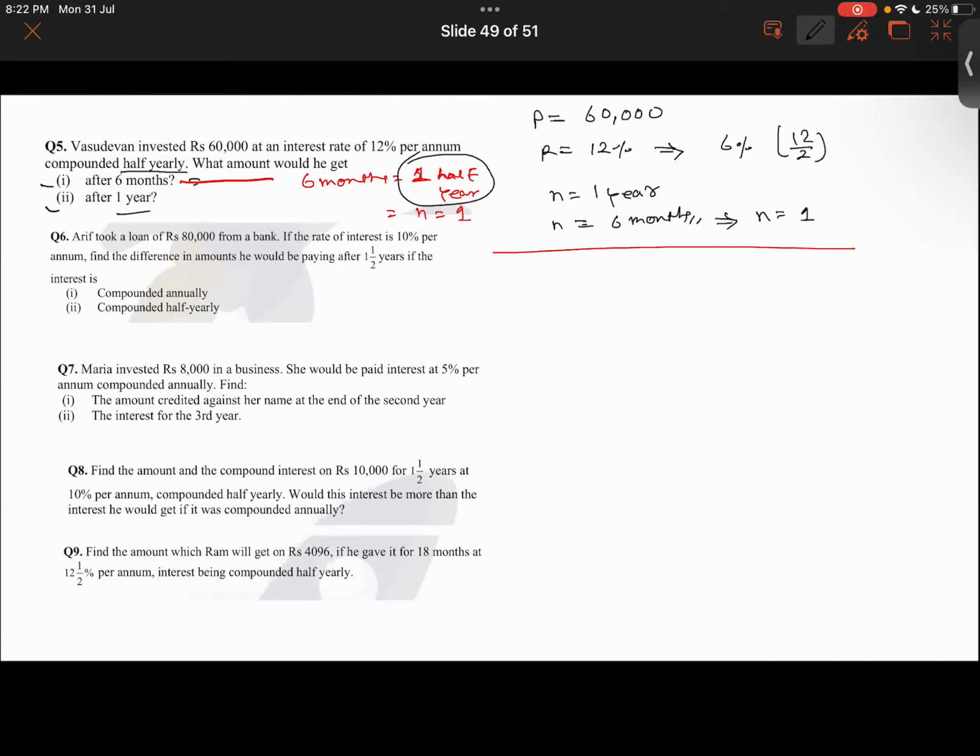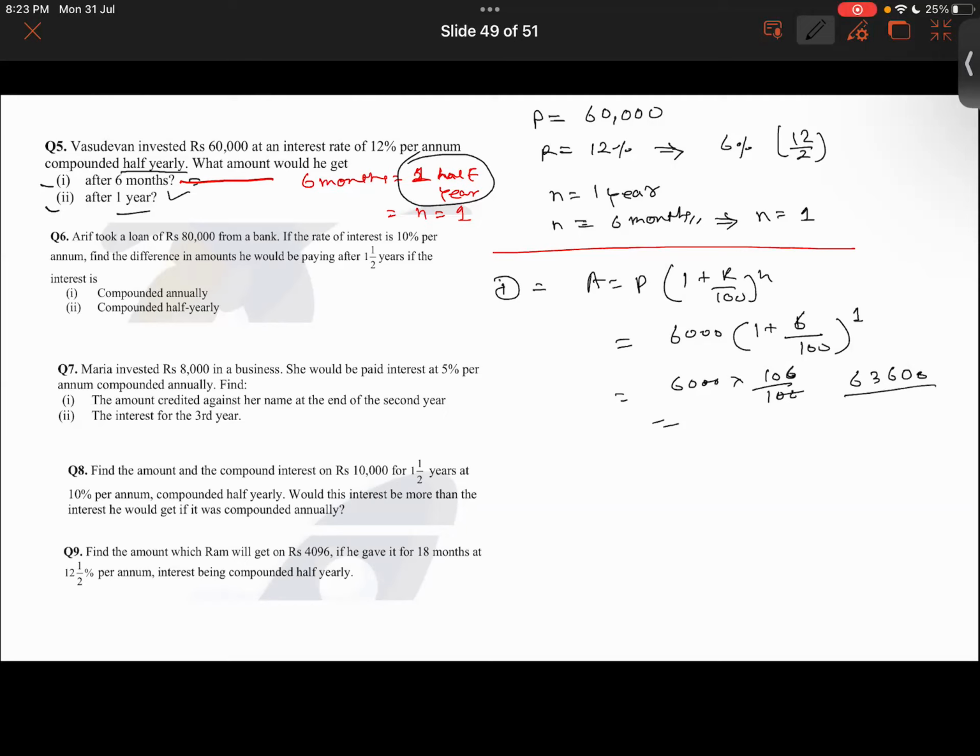So for the first one, let's solve it here. Amount equals principal into 1 plus R upon 100 to the power N. That is 6,000 into 1 plus rate is 12%, it will become 6%, isn't it, since we are calculating it for 6 months. Yes, sir. 6 upon 100 and N is going to be 1 here. Okay. So 6,000 into 106 upon 100. So it will be 6360, that is the required answer.